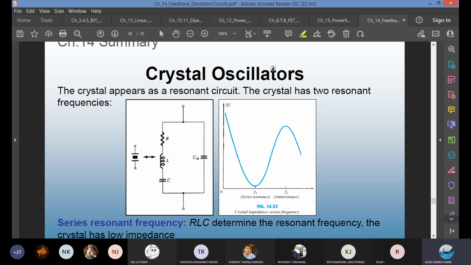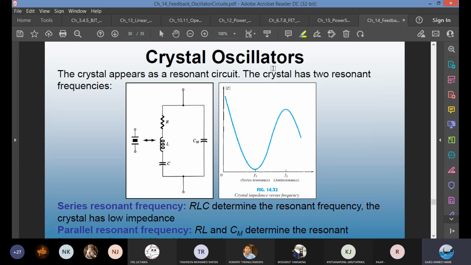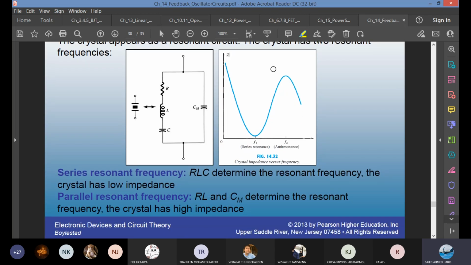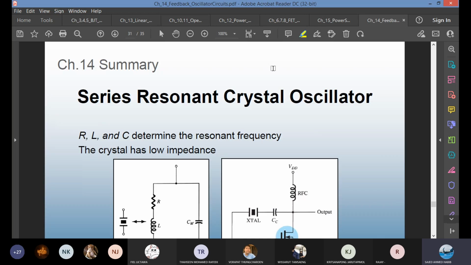We talked about crystal oscillators not in terms of mathematics, but mostly conceptual. You can go back to that lecture and listen again. What I talked about crystal, it has 2 frequencies, series and parallel resonant frequency. At one frequency, it has low impedance, and at the other frequency, it has high impedance.